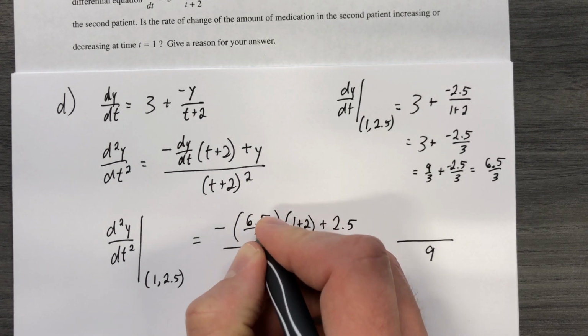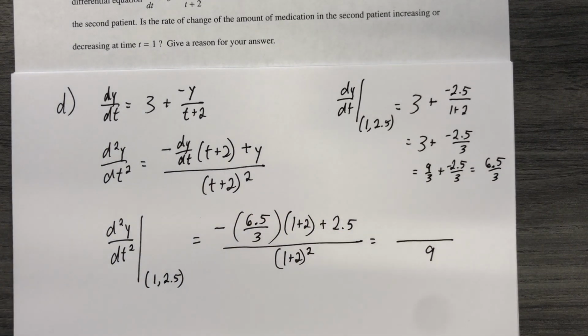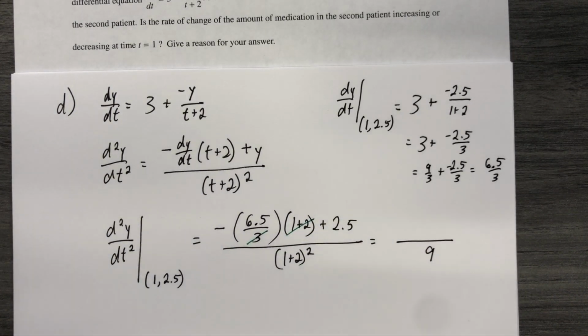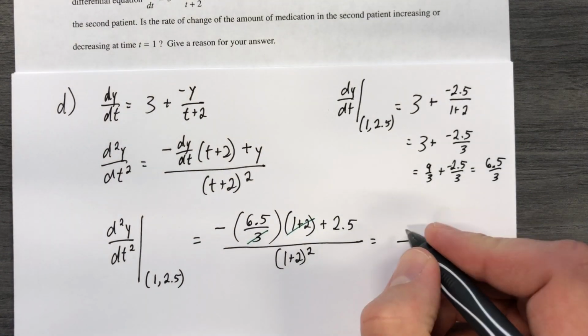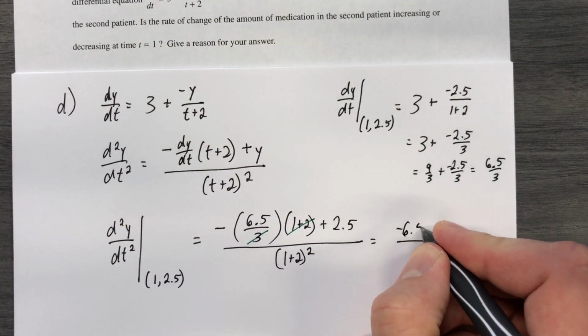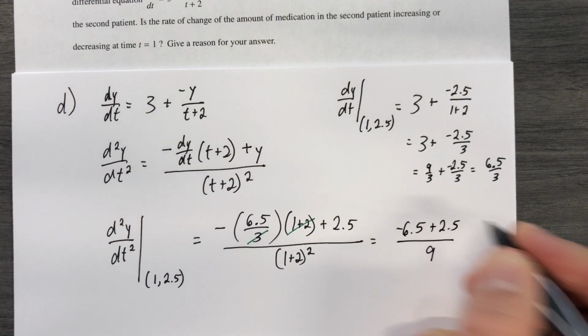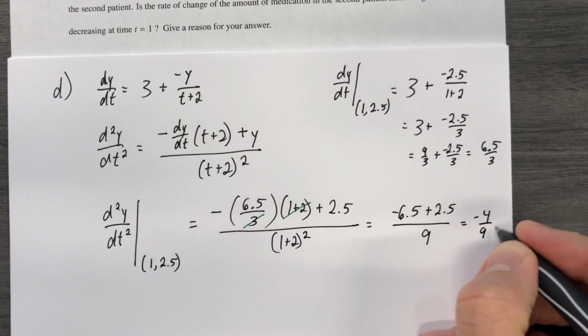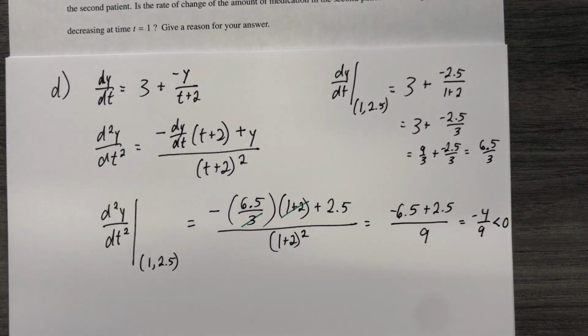So there's that, and then grab your green pen and cancel. See, it kind of worked out that way. Sometimes they engineer the problems like that. So we have negative 6.5 plus 2.5. And that negative 6.5 plus 2.5 is going to give me negative 4, which is over 9, which is negative. That's all I really cared about anyway.